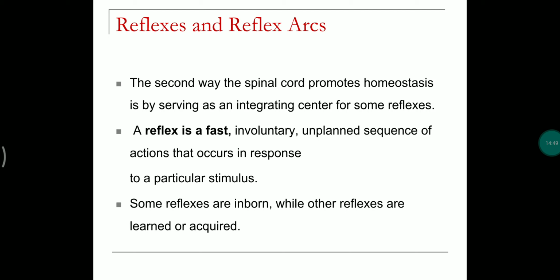Inborn means closing of our eyelids to light stimulus or any other threatening stimulus. Whereas the removal of the hand from heat is called a learned reflex. We call them conditional reflexes and unconditional reflexes respectively.